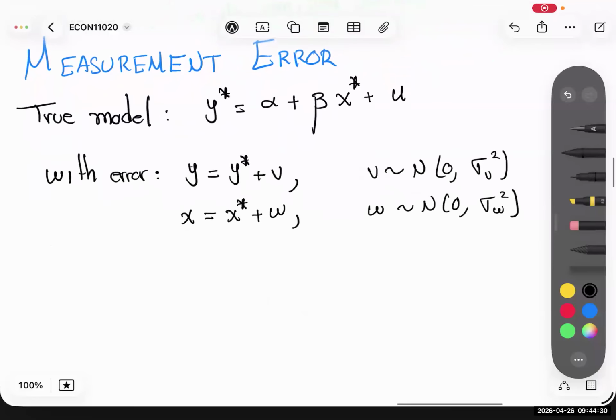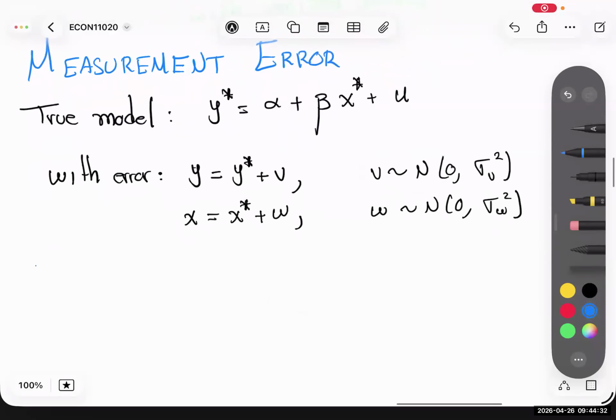Now we are ready to look at the first case. The first case is a situation in which the dependent variable is measured with error.